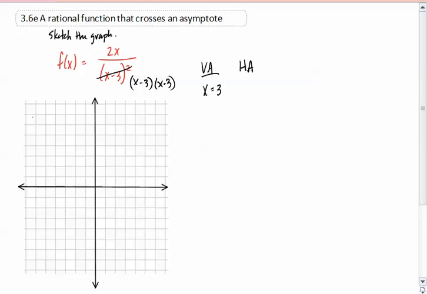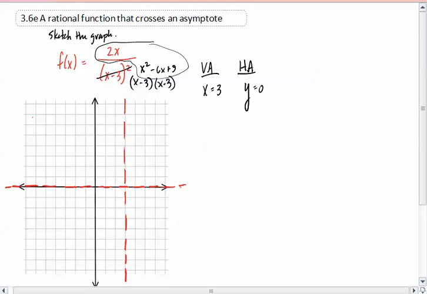Let's take a look at the horizontal one. When I multiply it out, the denominator is x squared minus 6x plus 9. I look at the unfactored form. Remember that from the steps? It's bottom heavy, obviously, and if it's bottom heavy, my horizontal asymptote is y equals 0. So let me put those two things on here: a vertical asymptote at x equals 3 and a horizontal asymptote at y equals 0.